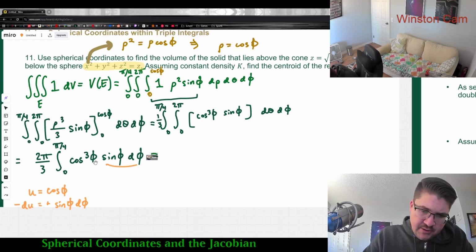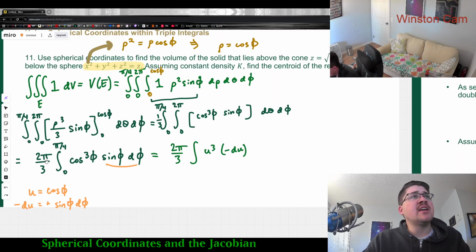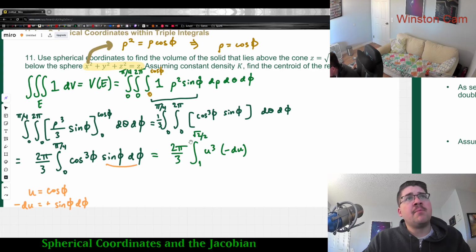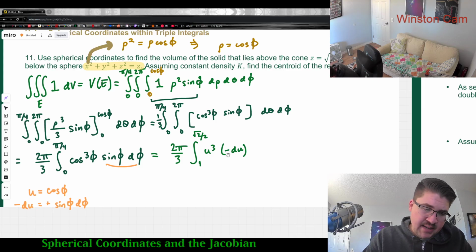So we'll have 2 pi over 3 integral of u cubed times negative du. And again, we want to change our boundaries here because cosine of 0 will be 1, and cosine of pi over 4 will be root 2 over 2. And notice that our boundaries look reversed, but since our du was negative, a tactic we can always do is change the sign on our du and flip our bounds. So swap where these are, let's erase those, put the 1 on top and the root 2 over 2 on bottom.